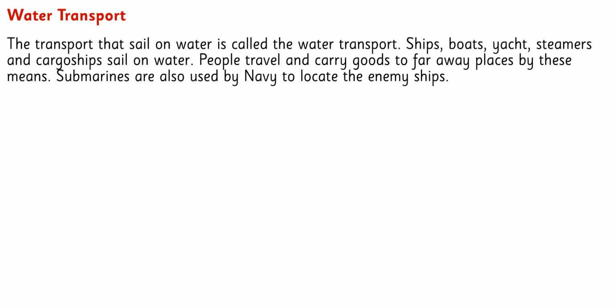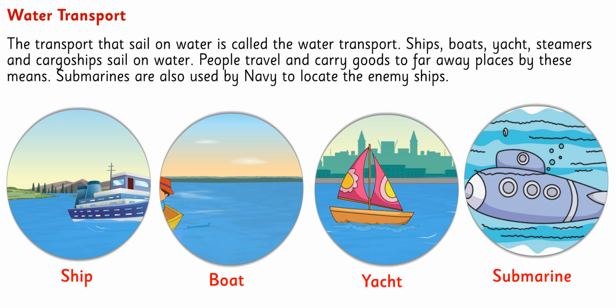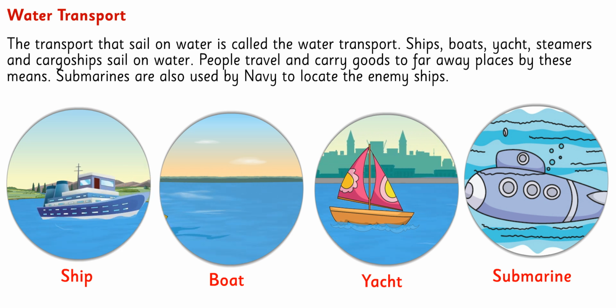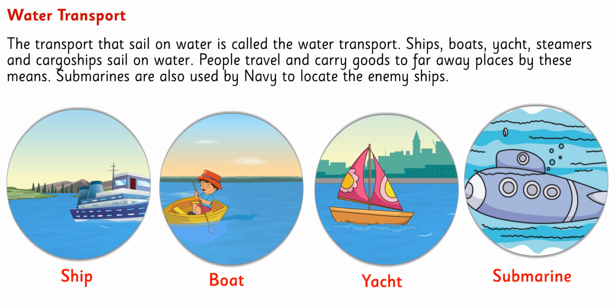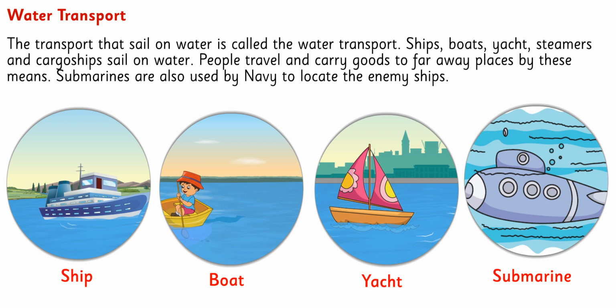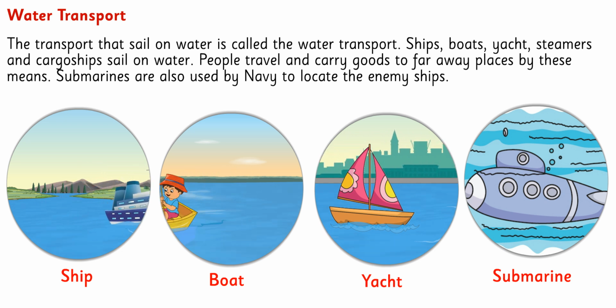Water transport. The transport that sails on water is called the water transport. Ships, boats, yacht, steamers and cargo ships sail on water. People travel and carry goods to faraway places by these means. Submarines are also used by Navy to locate the enemy ships.